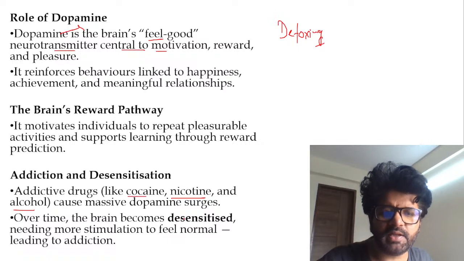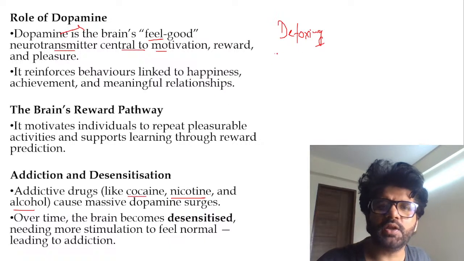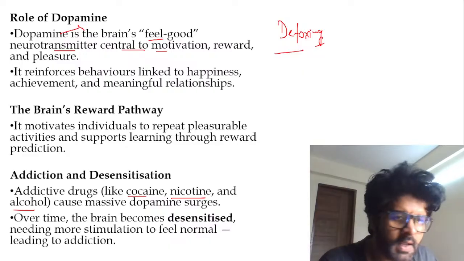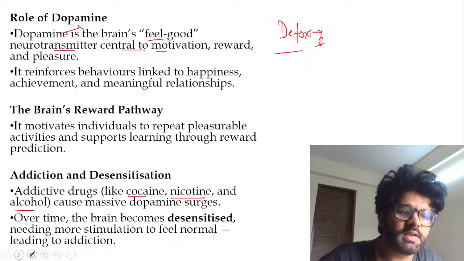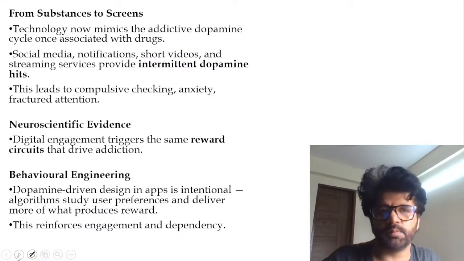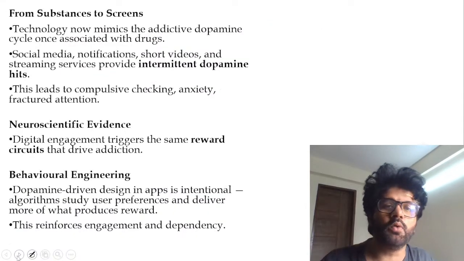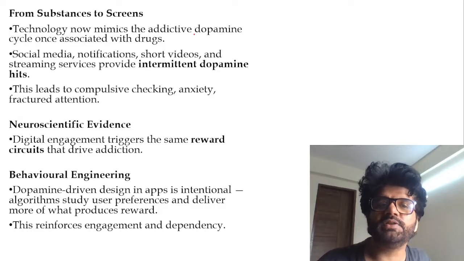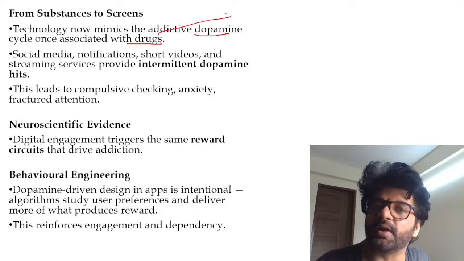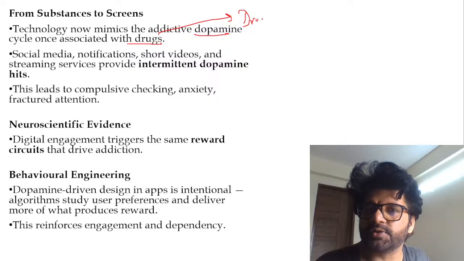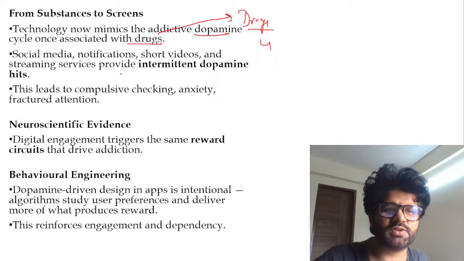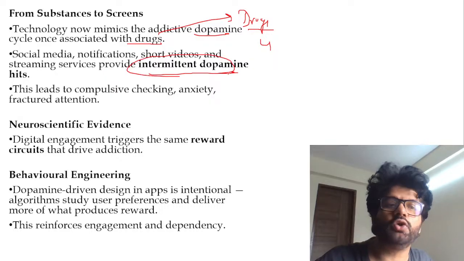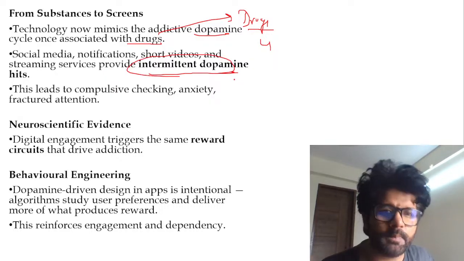Over time, the brain becomes desensitized, and initially you need 100 dopamine units, let's say, and then you will want more and more. Initially you're watching phone for 3 hours, and then you will watch it for 4, 5, 6, because your brain will keep on needing more and more dopamine. Technology now mimics the addictive dopamine once associated with drugs. So currently we are doing drugs. Even if you are not, you are doing drugs. Social media, short videos, streaming services provide intermittent dopamine hits, and this is not helping anybody.